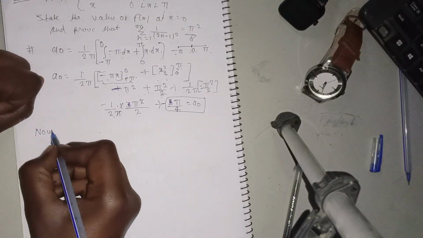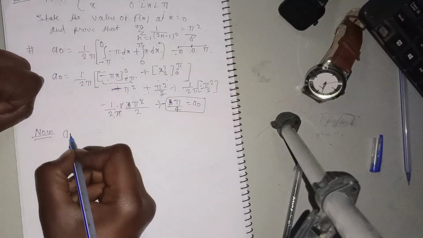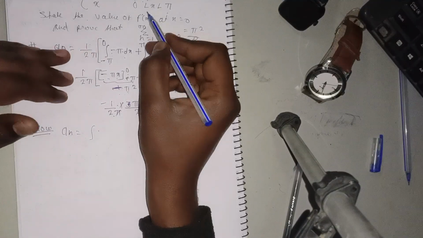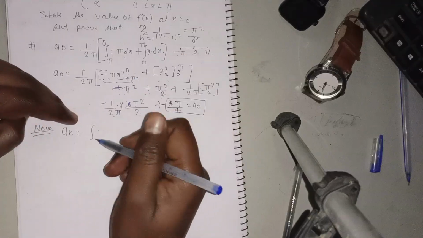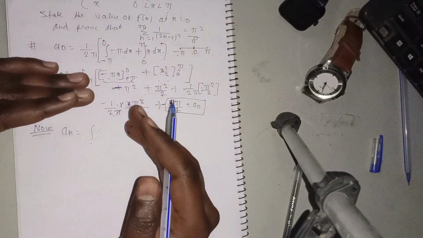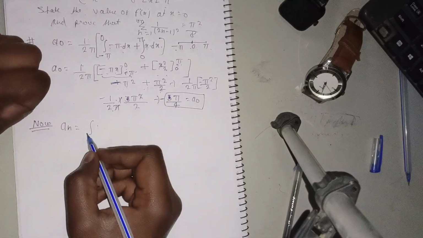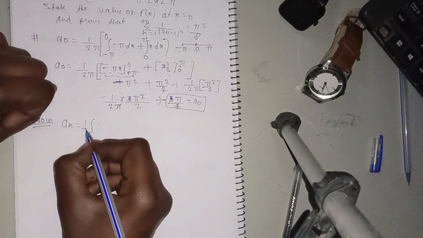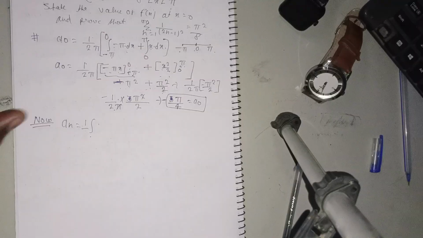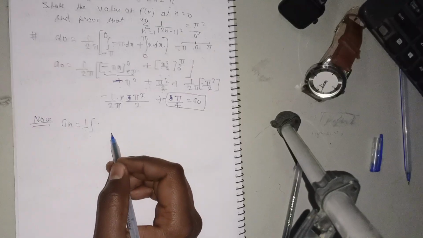Now an is equal to, same process we will follow again. Now it will be very lengthy just because here we have to apply the product rule two times. Let me tell you what I am trying to say. 1 upon pi. I hope this is all visible.